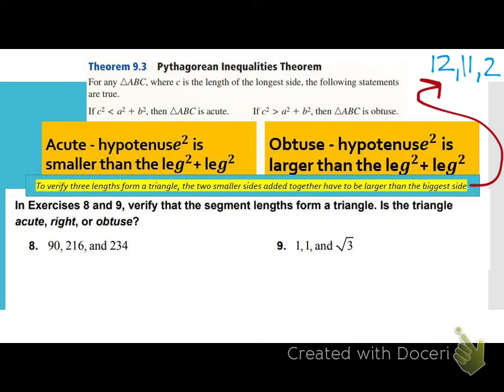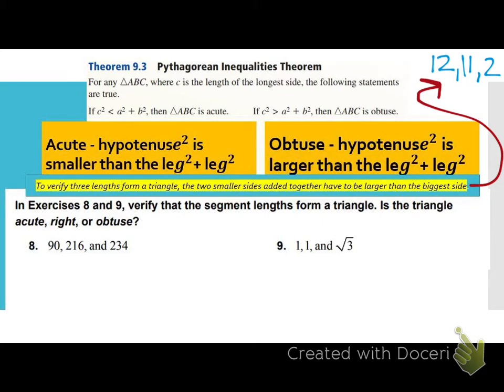Let's see if this would be a triangle. What are the two smallest sides? 11 and 2. 11 plus 2 is 13. So 13 is bigger than 12. So it would be a triangle. So whenever you see verify the segment lengths form a triangle, add the smaller ones to see if they are bigger than the biggest one. From there, we're going to decide if it is acute, right, or obtuse.